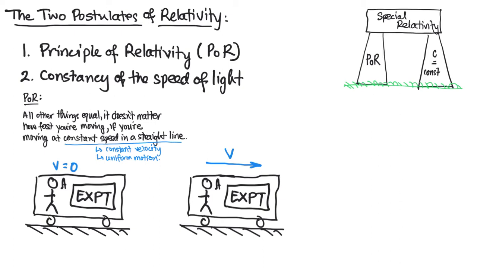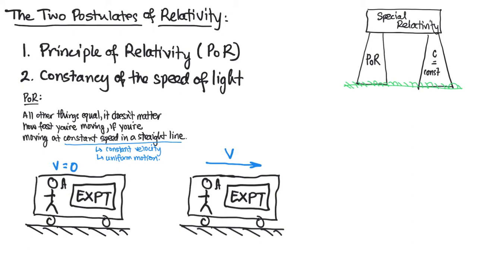So from her point of view, if she was in this train car and there were no windows, everything was blacked out, and she couldn't see the outside world, she would have no way of determining if her train was at rest relative to the ground or was moving at a constant velocity relative to the ground.